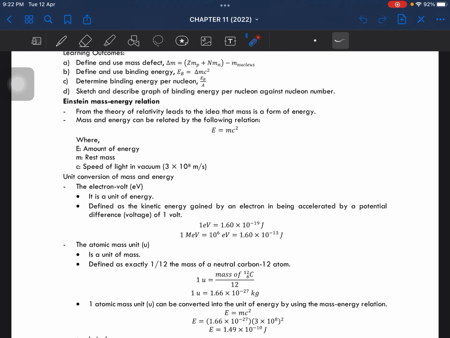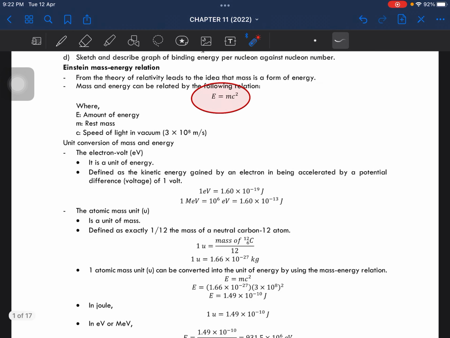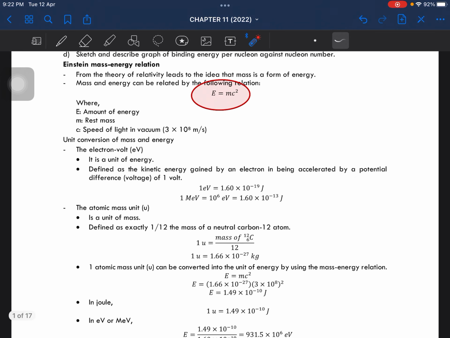From the theory of relativity, it leads to the idea that mass is a form of energy. So mass is not just mass, it is an energy. Because of that idea, we can relate mass and energy with this equation here, where E is the amount of energy, m is the rest mass, and c is the speed of light. So we know there are several units.